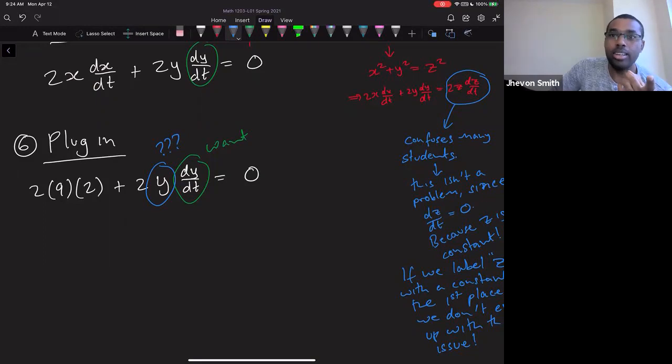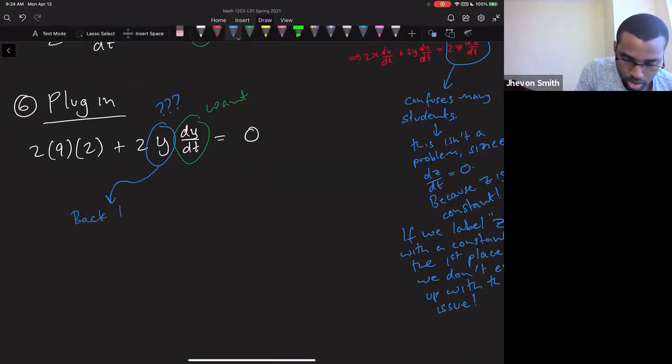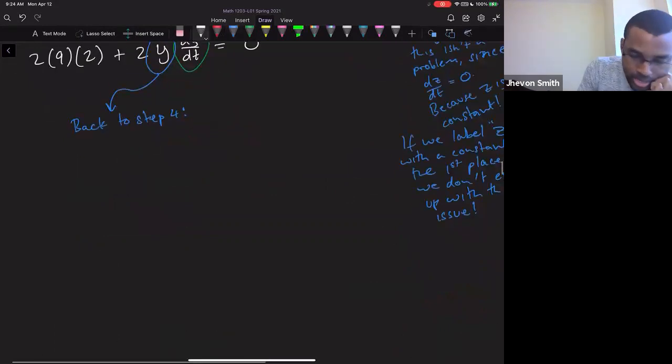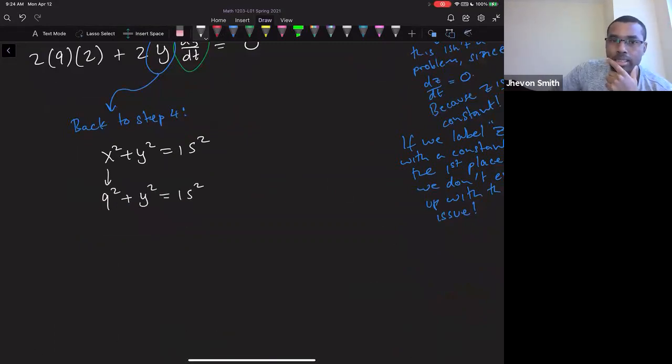You go back to step 4. You go back to step 4. Once I realize that, hey, I don't have enough information, I go back to step 4. What is step 4? Step 4 had that equation. Step 4 says x squared plus y squared equals 15 squared. And I know that my x is 9. So now I have an equation that has y in it as the only unknown. I can now find that y.